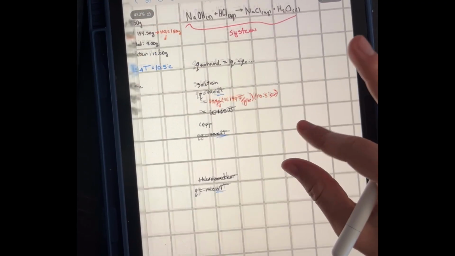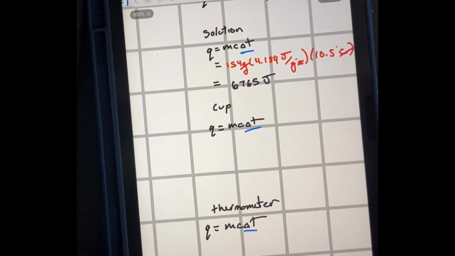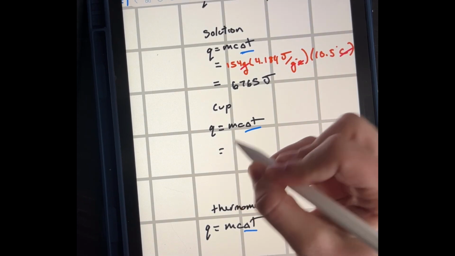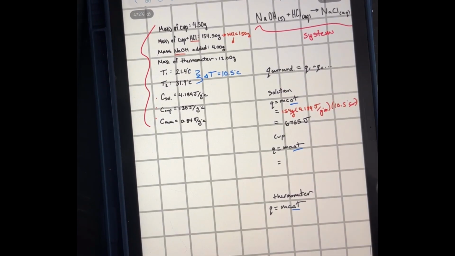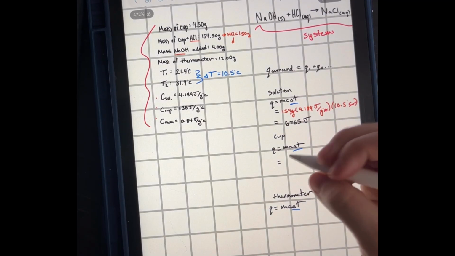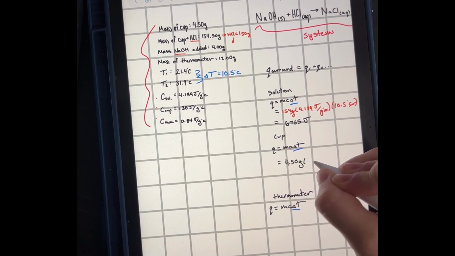Okay. And so now we're just going to do it for the same cup and thermometer. So the easier part about this is that we don't have to add up any masses because there's only one mass of the cup, and that is 4.5 grams.